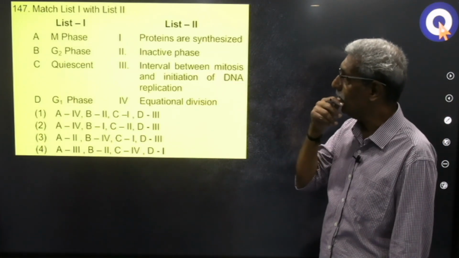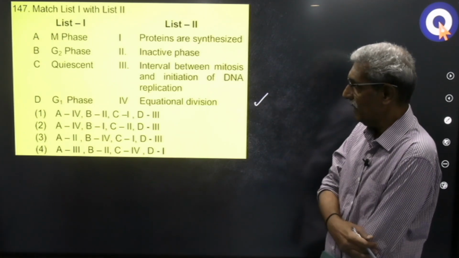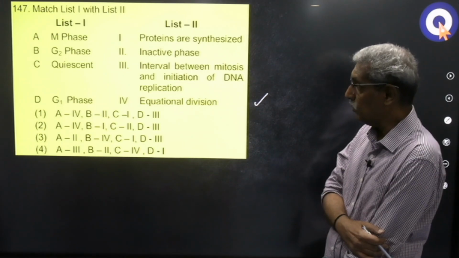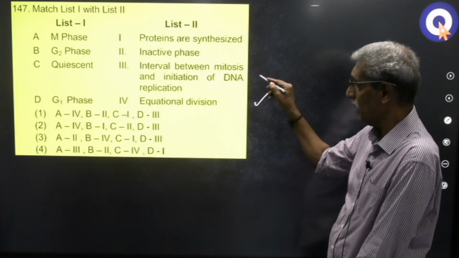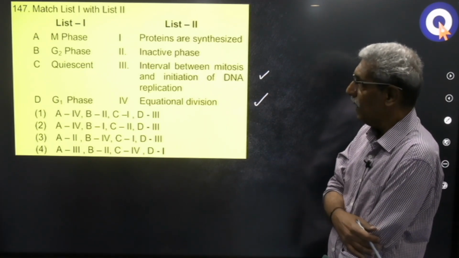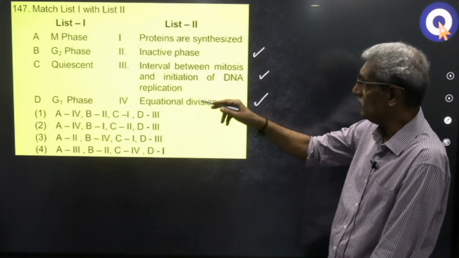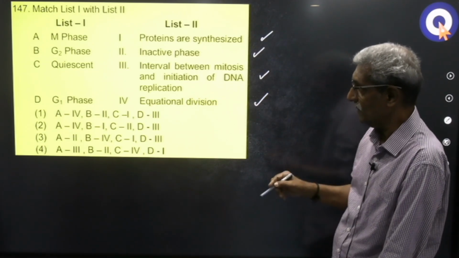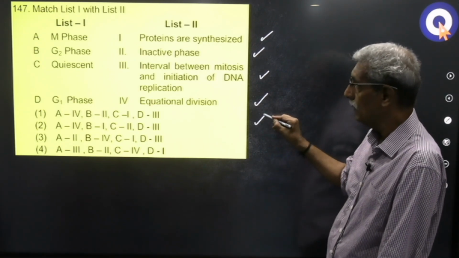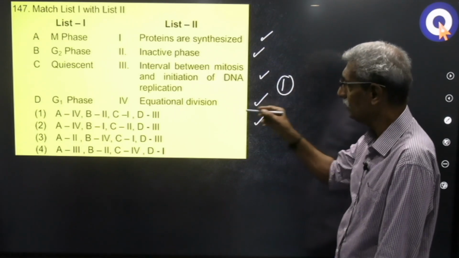Then here, you have to match the following. Remember M phase is called equational division. So we are between options 1 and 2. And G2 phase is the interval between initiation and DNA replication. Remember G2 is B3. And we know the quiescent phase is the inactive phase. And G1 phase is one in which proteins are synthesized. So the option here is 1 down here.